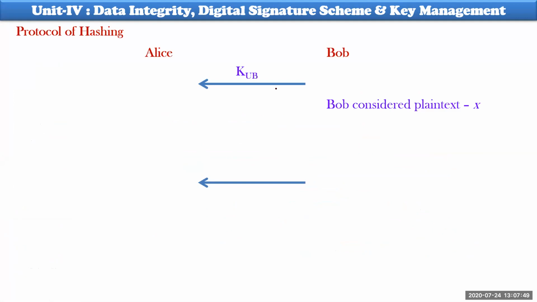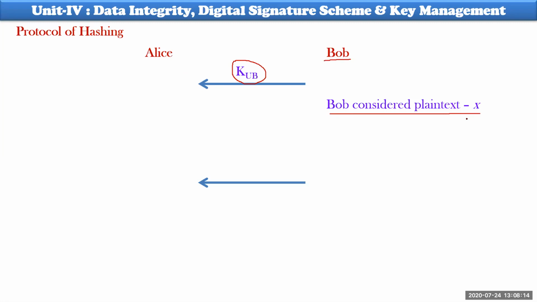The protocol might be that Bob prepares his private key and a public key. The public key can be placed onto the insecure channel, that is the internet, and Alice will receive the so-called public key for doing some kind of decryption or encryption operation. And Bob will consider his own plain text.